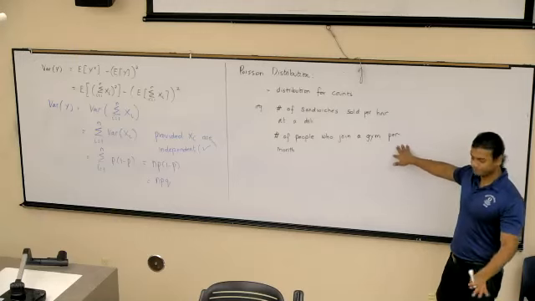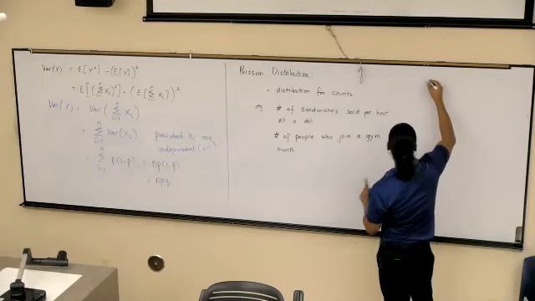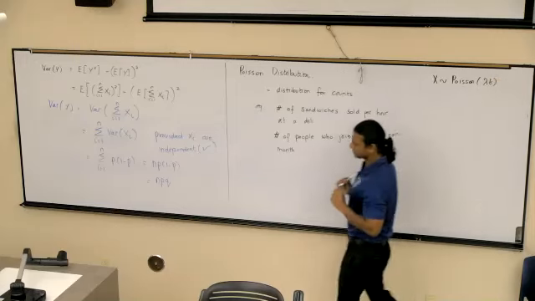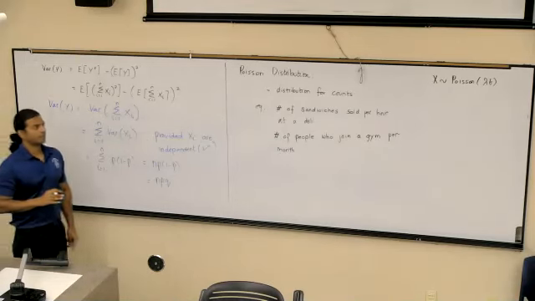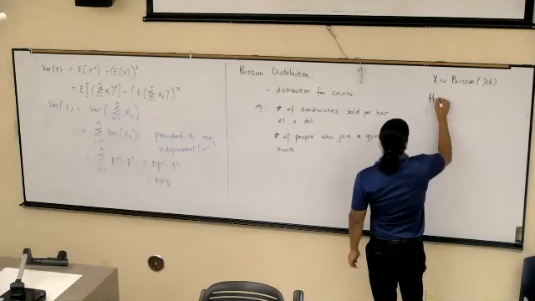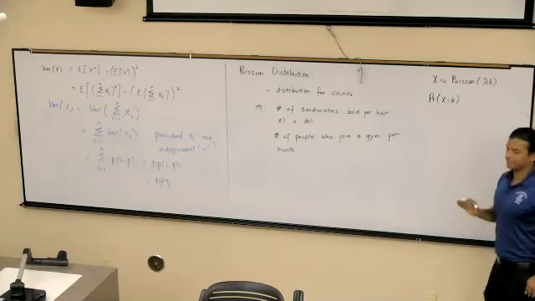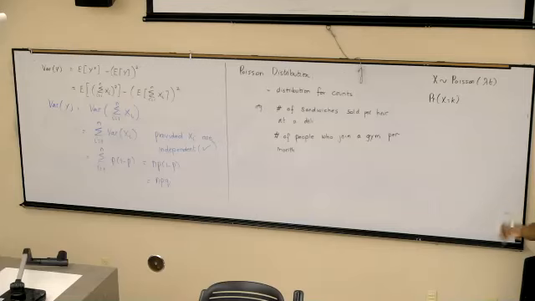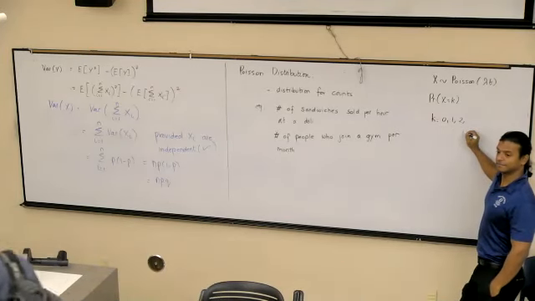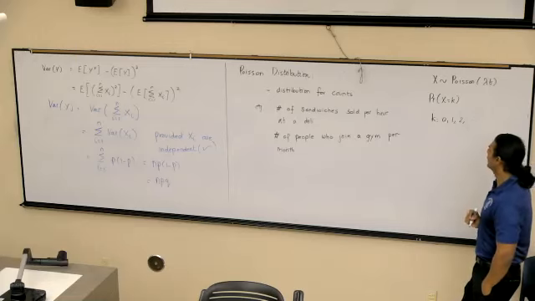So, a typical example. The way I like to define a Poisson is with lambda t. Now, why do I do it this way? This is more formal. Let's say x is the count, the number of sandwiches sold per hour, or the number of people who join a gym per month. What is the support of x? 0, 1, 2, just the natural numbers, up to infinity. You can keep on going.